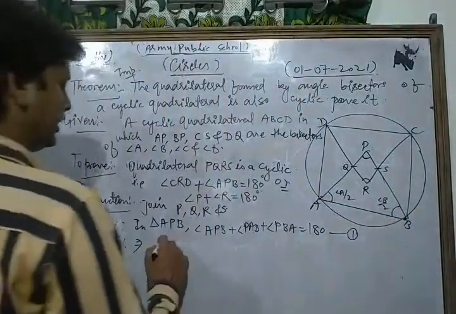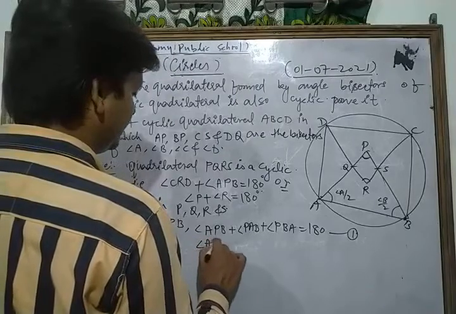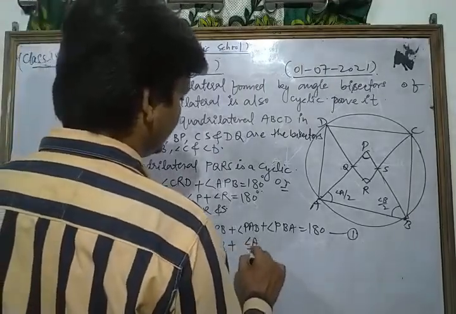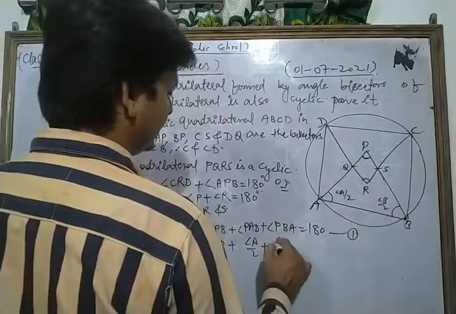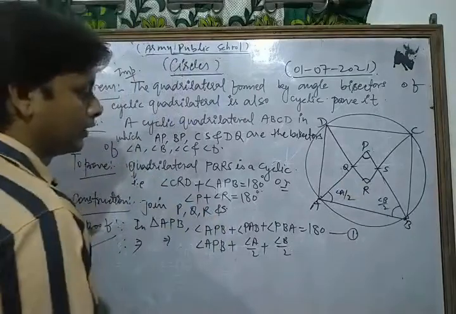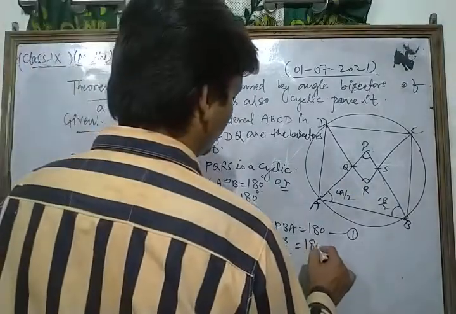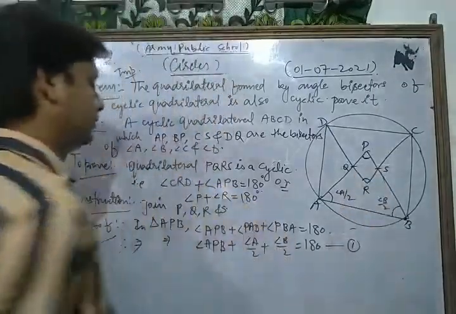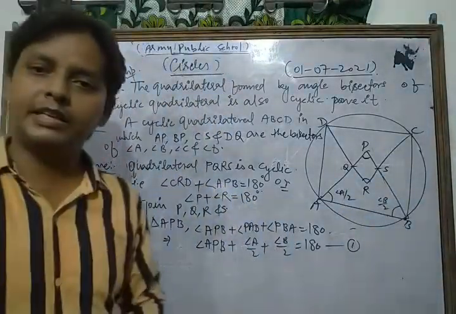So look, we can write angle APB plus angle PAB, which is angle A by 2, plus angle B by 2, because this is the bisector of angle B, is equal to 180 degree. We take this as equation number 1.